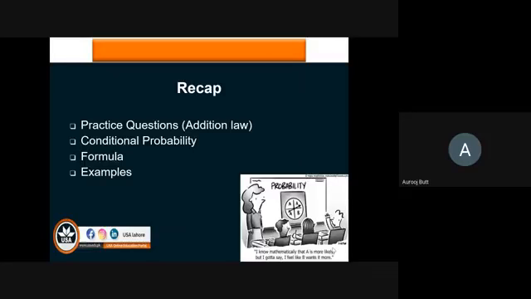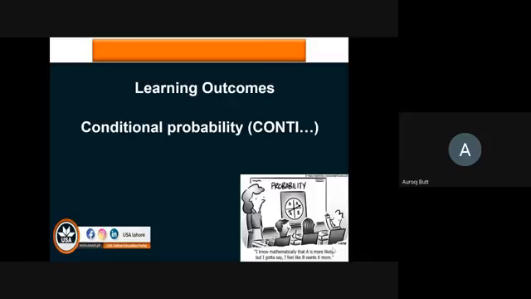Now, what does conditional probability mean? Suppose you have additional information, and just because of that additional information, your sample space reduces. When you need to compute the probability related to the reduced sample space, that is defined as the conditional probability. We have discussed the formula and practiced questions for this law as well. So in today's lecture, we will continue the topic of conditional probability and practice some more examples so that we can grasp the concept as much as we can.